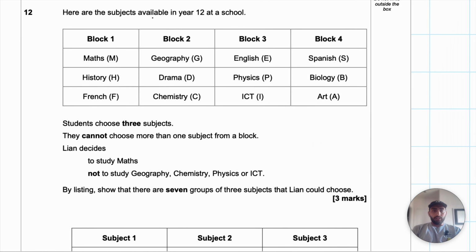Question 12. Here are the subjects available in year 12 at school. So we've got all of these subjects available. Students choose 3 subjects and they cannot choose more than 1 subject from a block. So that means if they choose maths, they can't choose history or French. They can only choose 1 from each block.